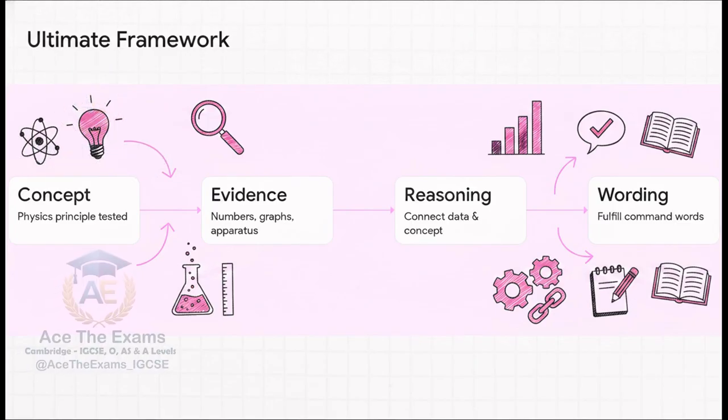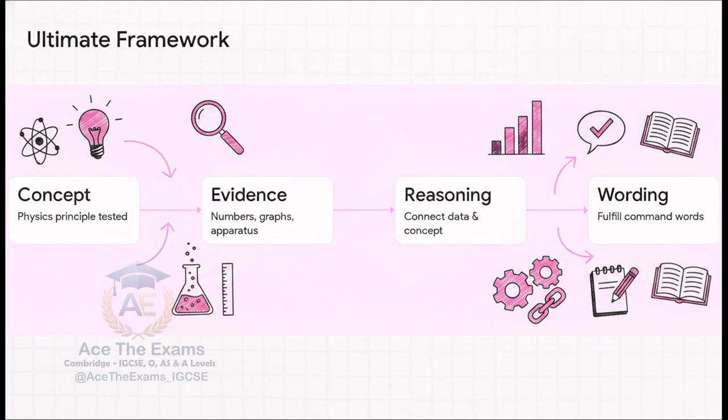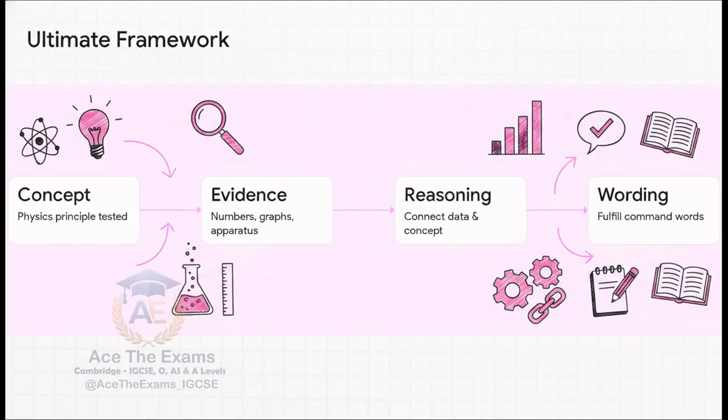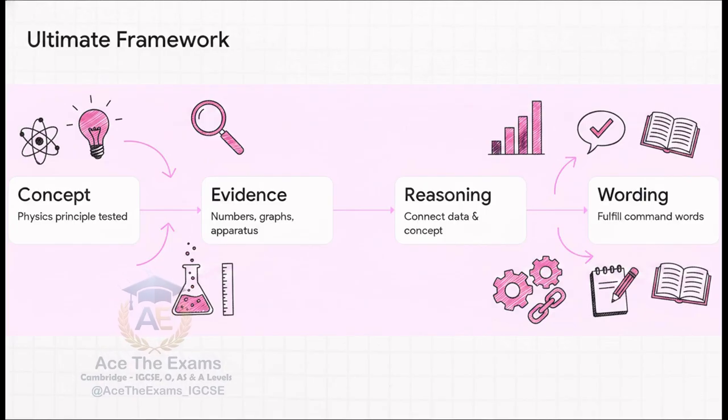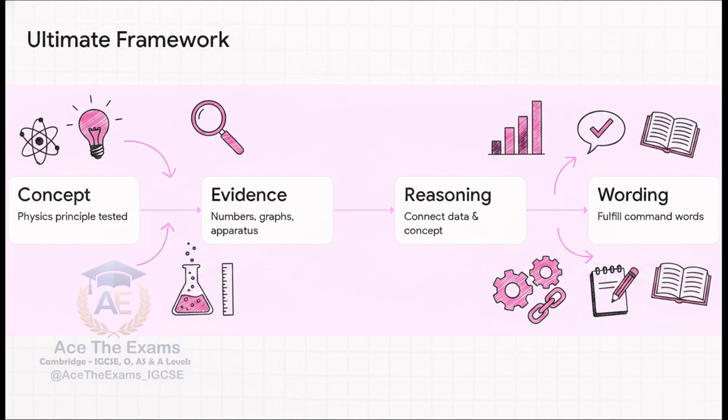Step 1 is concept. Ask yourself, what fundamental physics principle is actually being tested here? Step 2 is evidence or data. What specific numbers, graphs, or pieces of apparatus are you pulling from the prompt? Step 3 is scientific reasoning. How do the data and the concept logically connect? And finally, step 4, examiner wording. Are you actually fulfilling the exact command words using exam-safe terminology?